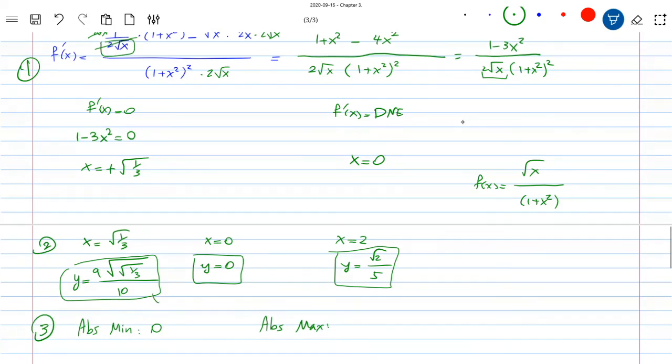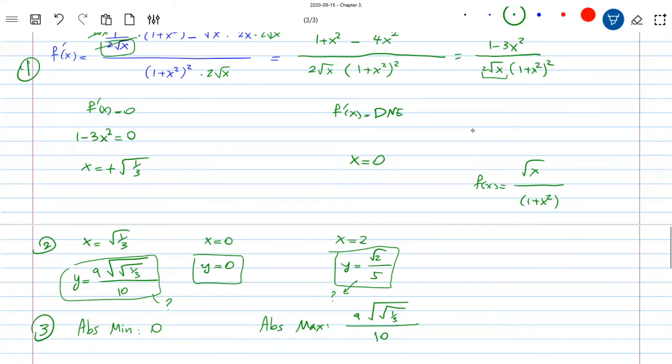Calculate these two, figure out what the decimal values are for each. I feel like the first one is larger, so I will say 9 square root of 1/3 divided by 10. I assume, but you should calculate. Definitely calculate to see which one is larger. Okay, so this tells us the absolute maximum and absolute minimum for this function.